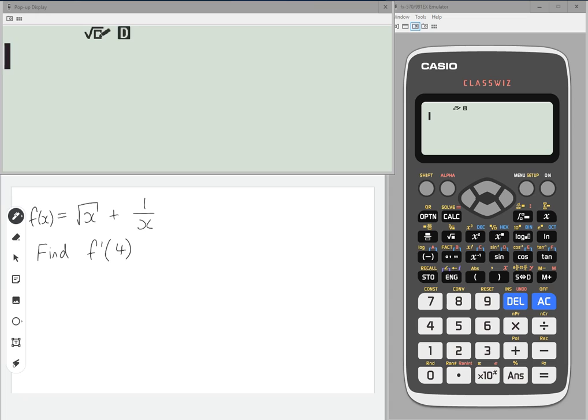So you can do this directly on your calculator, and this I would only ever use as a checking tool. So I would have differentiated this properly. I would have then substituted 4 in. Okay. This can check it for you.